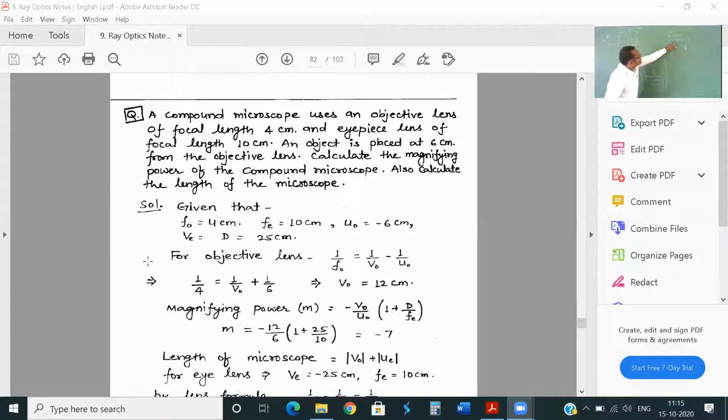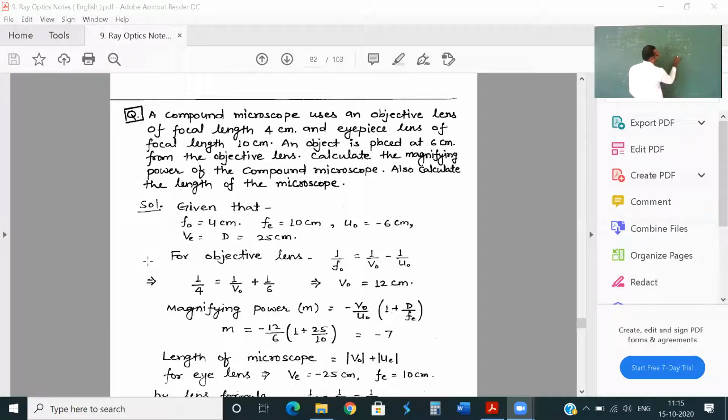So we should write it as 1 by V minus 1 by UE, because for the quantity you need to find, don't apply any sign convention. This minus is according to the formula, equal to 1 by FE. For this lens, the focal length will be on this side, not this side. So we should measure in this direction, in the direction of incident rays, so it should be positive. How much? 10. Yes, 10.